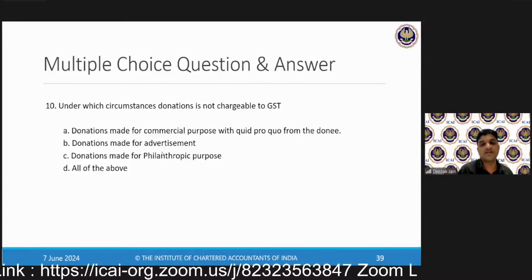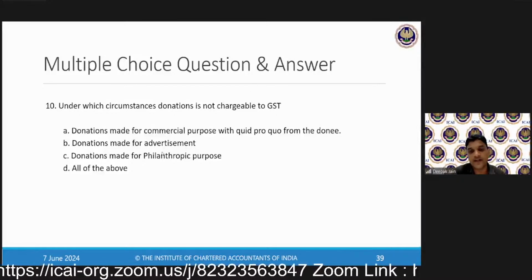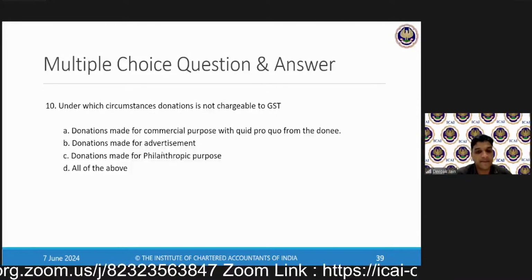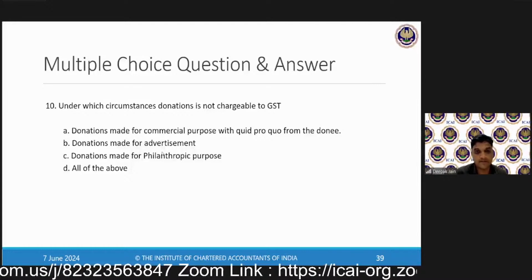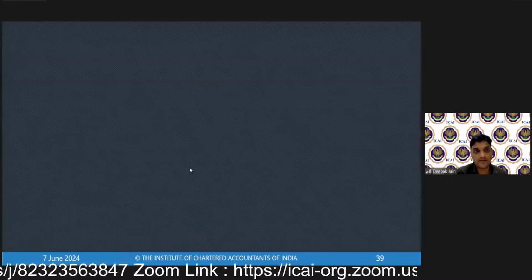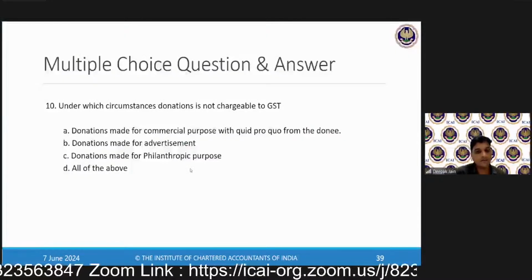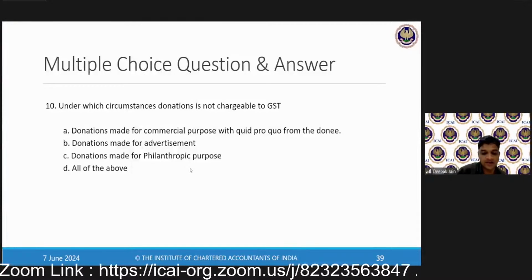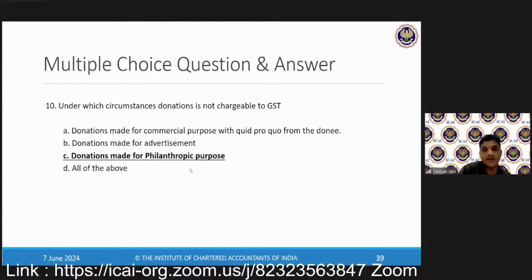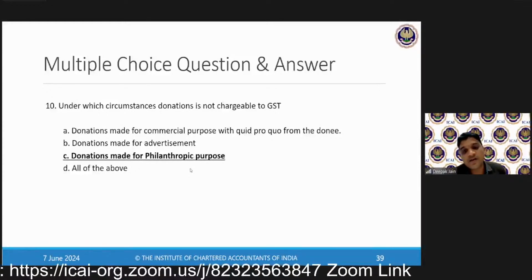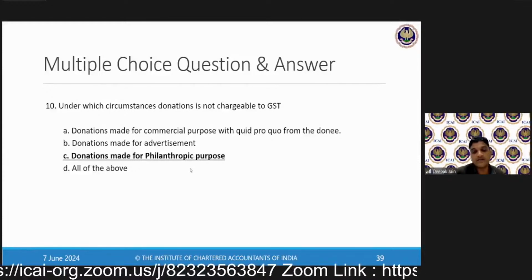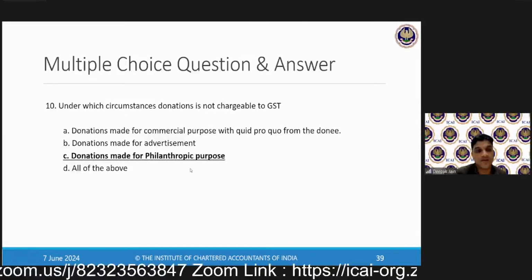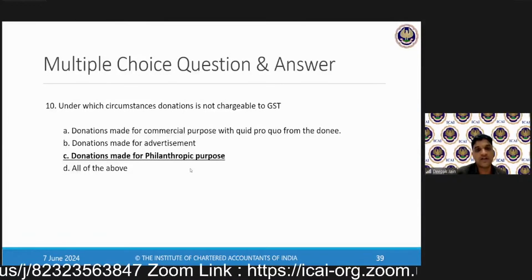Manish and Pooja have been giving correct answers. Appreciate that. Very good. I hope you're understanding the concepts as well. Yes, the correct answer is C. Donation made for philanthropic purpose is outside GST, but if it is for a commercial purpose, like advertisement, then it is chargeable to GST. Okay, very nice.